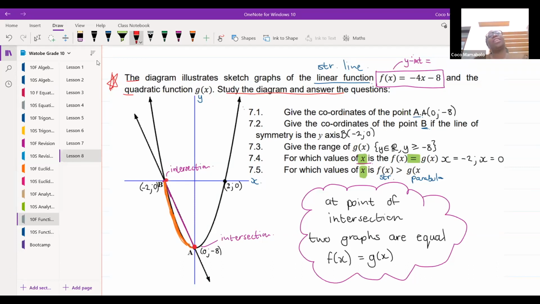All right, we're only looking for the parts where the graph is greater at that point. So we know that the values where my straight line sits above my parabola is where x is in between -2 and 0.